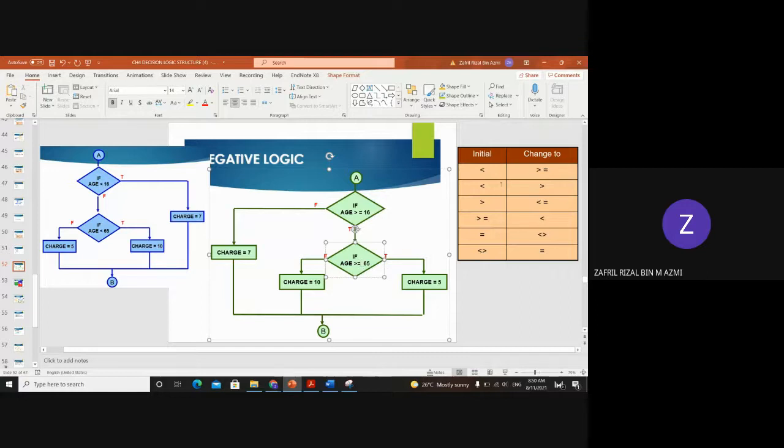So you need to choose this one based on the situation of your problem. In this case, it is correct if you use this one. Alright, so this is the symbol. This is the original operator, and this is when you want to convert it into negative logic. You choose this operator. Alright, so this is negative logic structure.